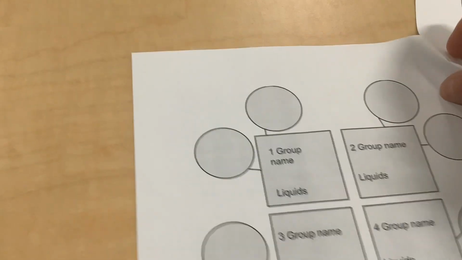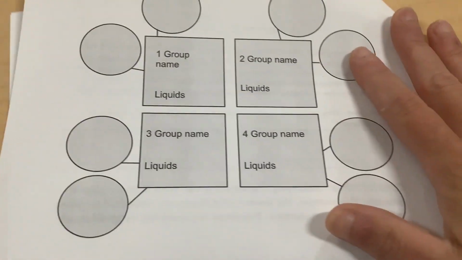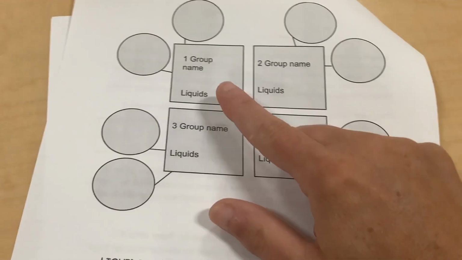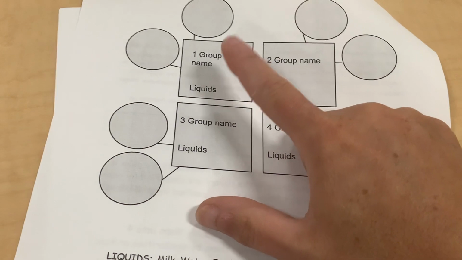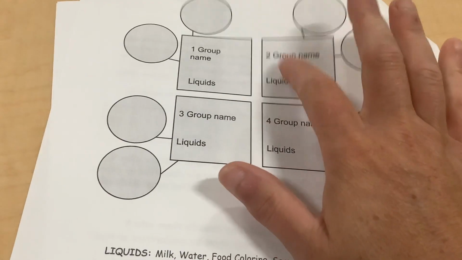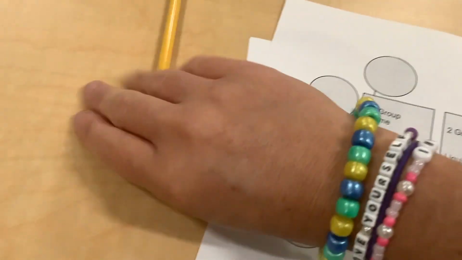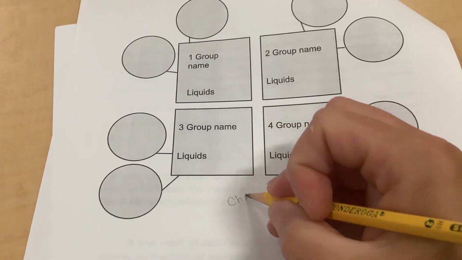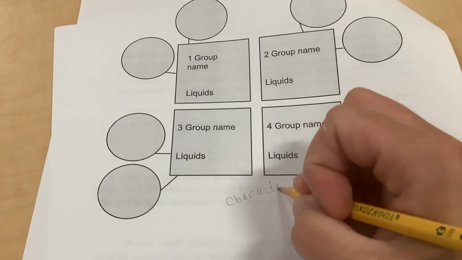So let's take a look at the back of the first page. On the back of the first page, you'll see how we are going to categorize them. So basically, we need to split it into 4 groups. Group 1, Group 2, Group 3, and Group 4 based on a characteristic. Only one characteristic.